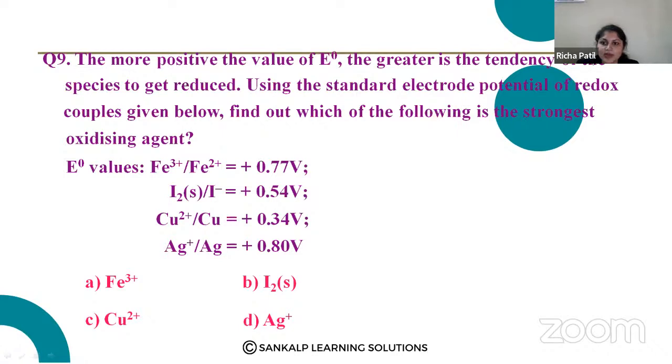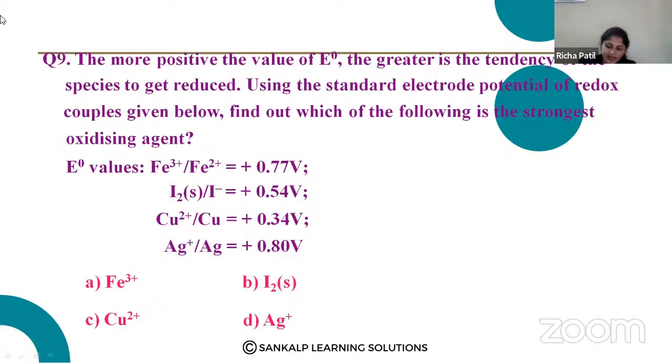Next question. The more positive the value of E naught, the greater is the tendency of the species to get reduced. So using the standard electrode potentials of the redox couples given below, find out which of the following is the strongest oxidizing agent. The more positive the value of E naught, the greater the tendency of the species to get reduced. So metals with a high value of reduction potential are good oxidizing agents.